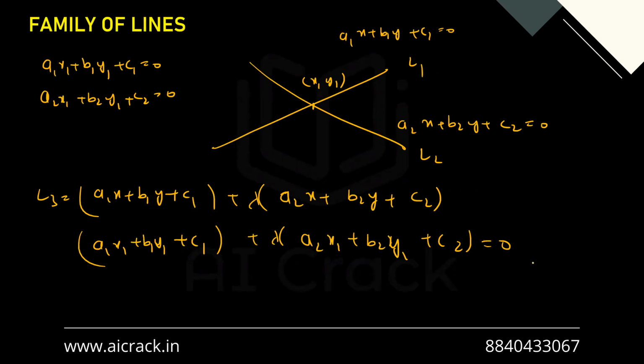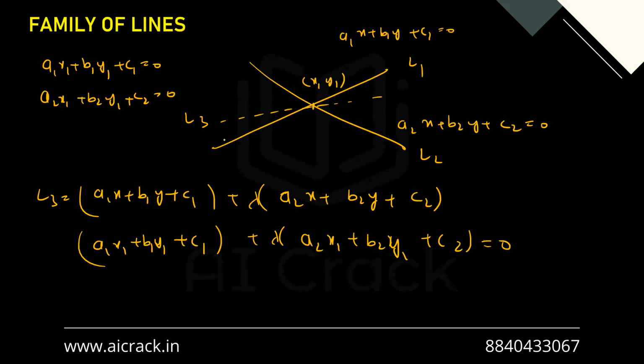So with this we can say that this particular point is also satisfying this equation, and that means that this line L3 is also passing through the point of intersection of both L1 and L2, right? So this is how we have to solve questions of family of lines.